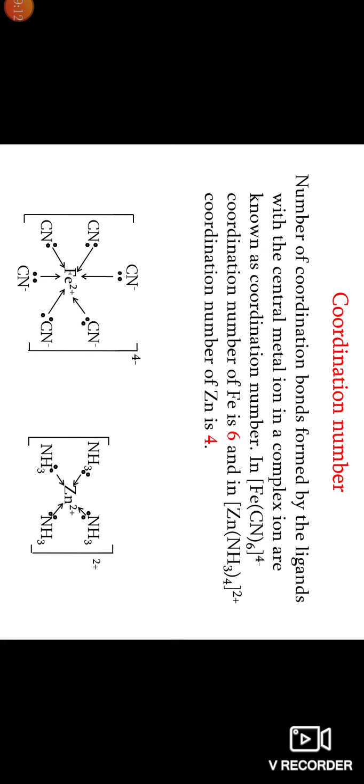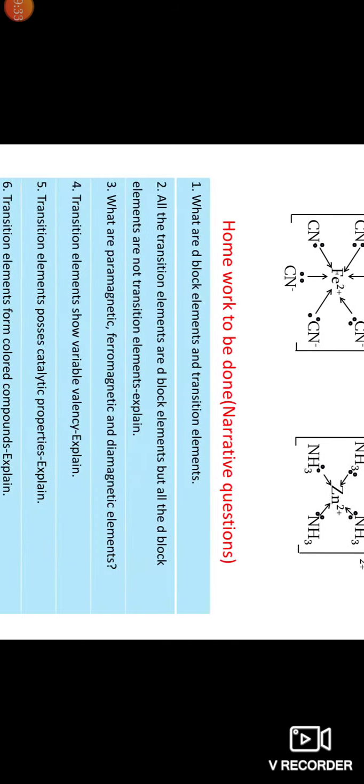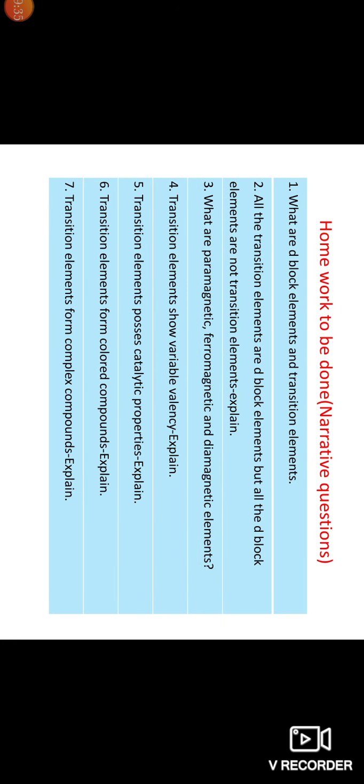Again, zinc has formed 4 coordination bonds with the ligand ammonia. So the coordination number of zinc is 4. So we have discussed some properties of transition elements here. I think you have got a clear idea about the properties of transition elements.